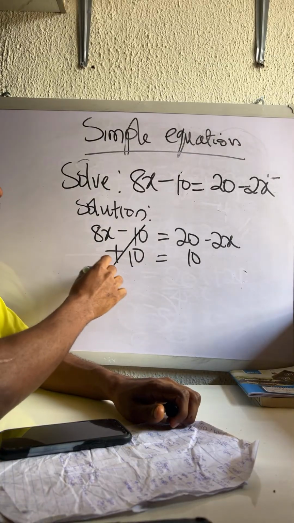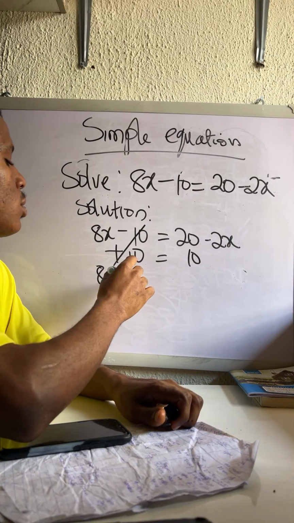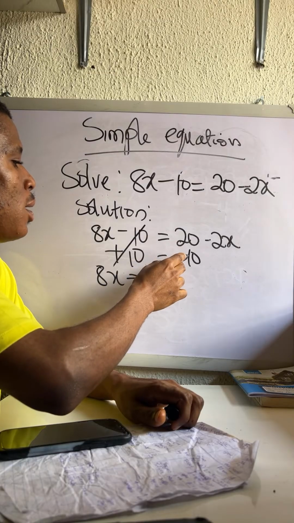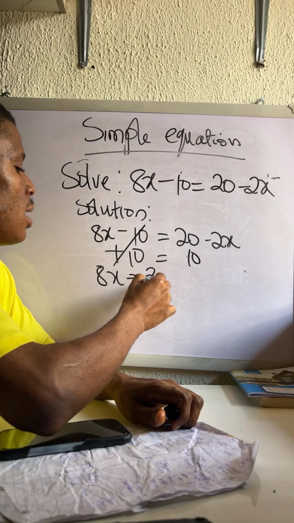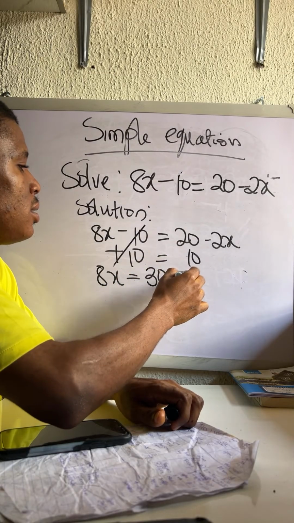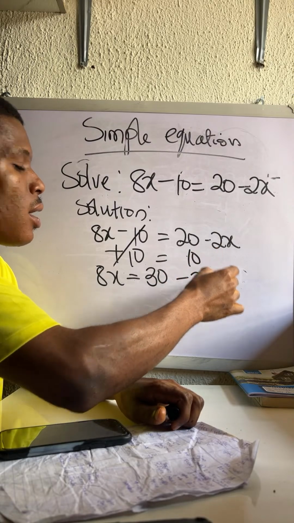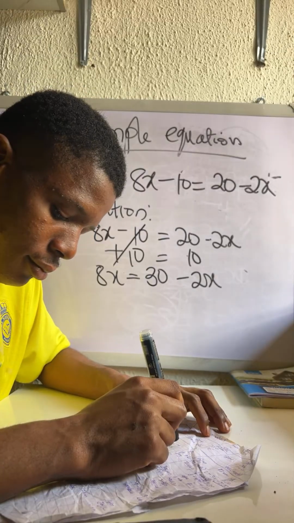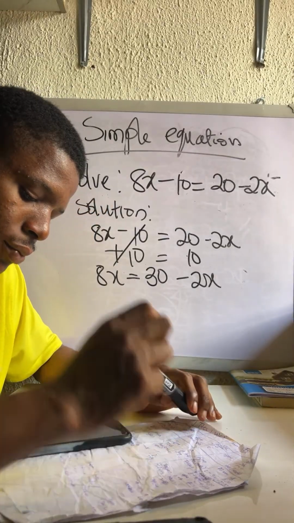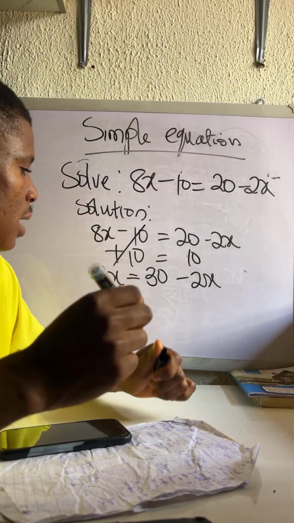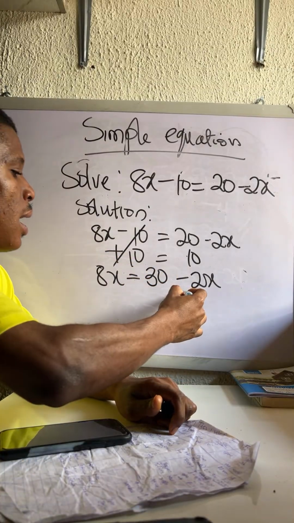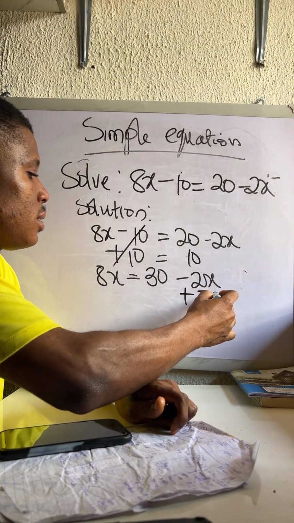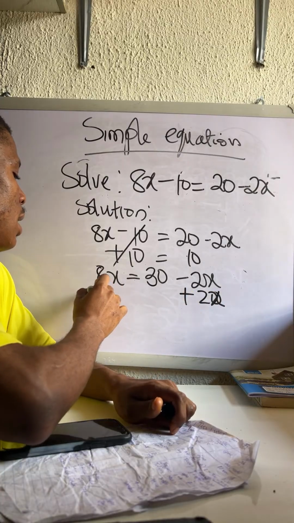So we have 8x is equal to 10 plus 20, which is 30, minus 2x. So what do you do when you have that? You just have to add 2x. We need this to be out here. We add 2x.